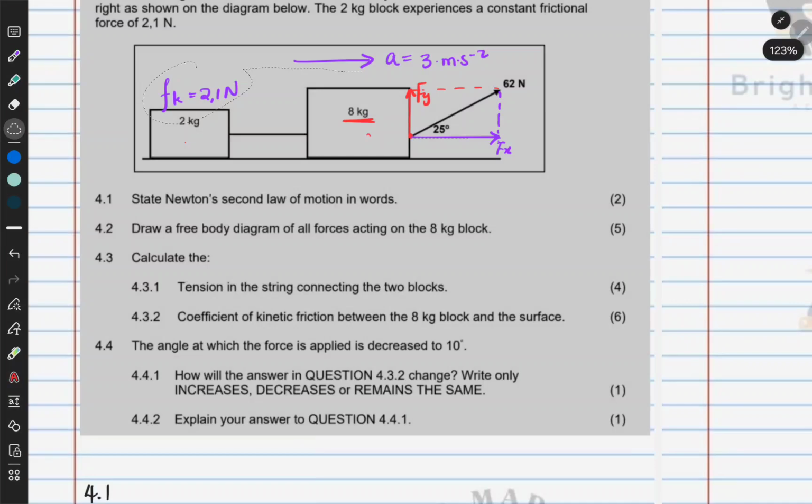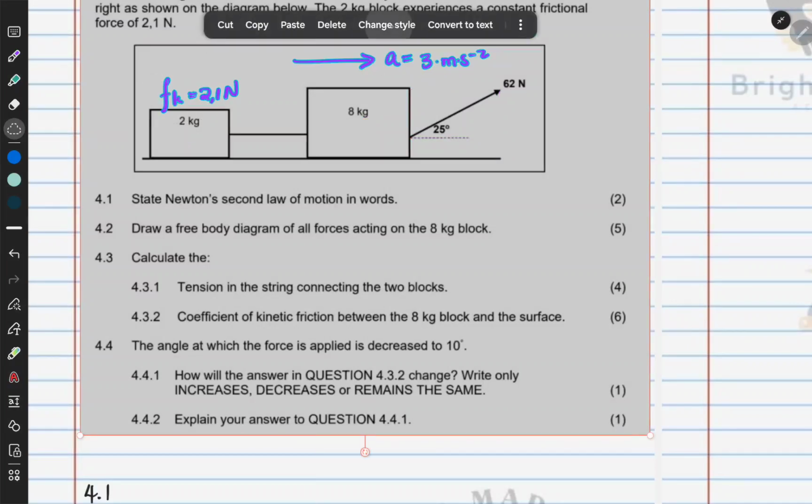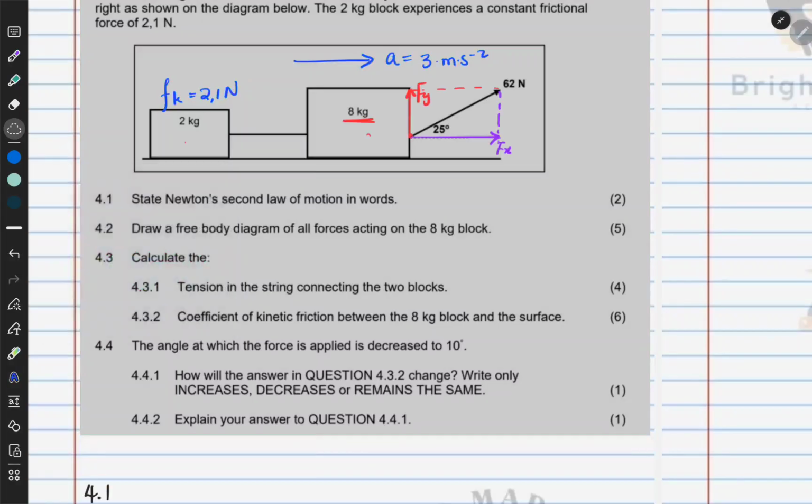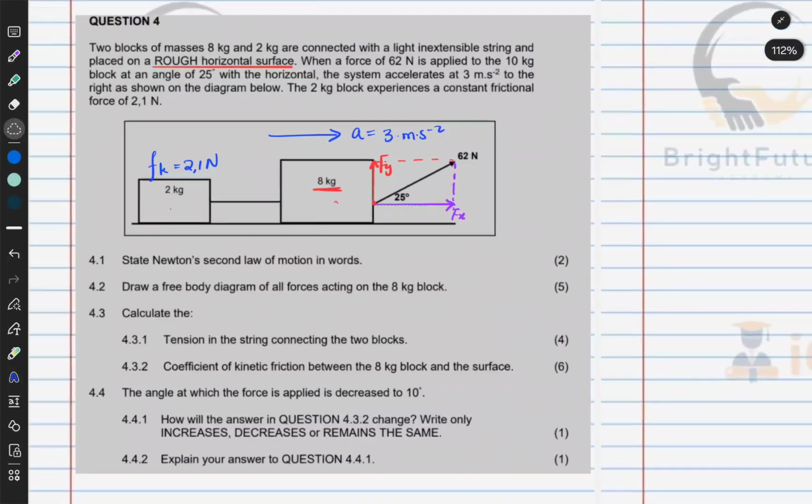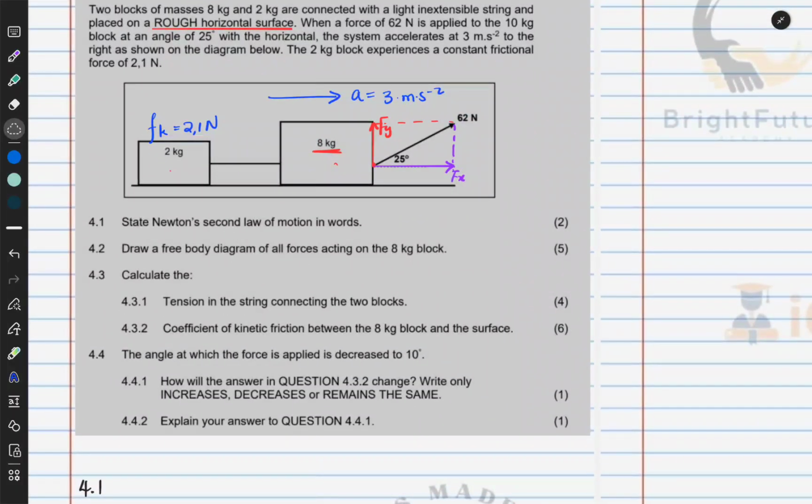This is all the given information that we can use. Okay, so now we go to 4.1. State Newton's second law of motion in words.